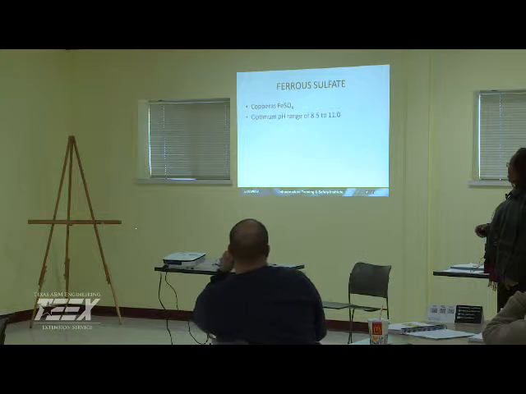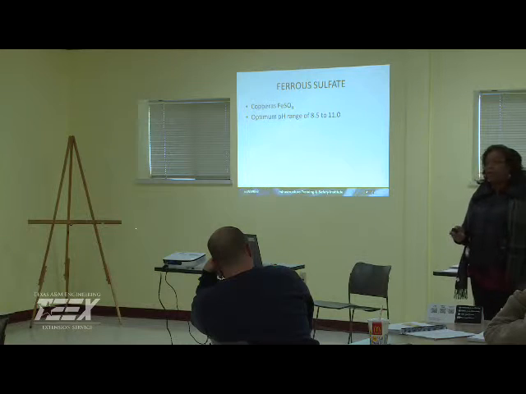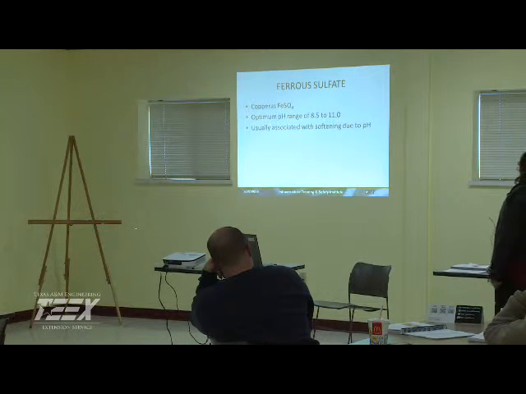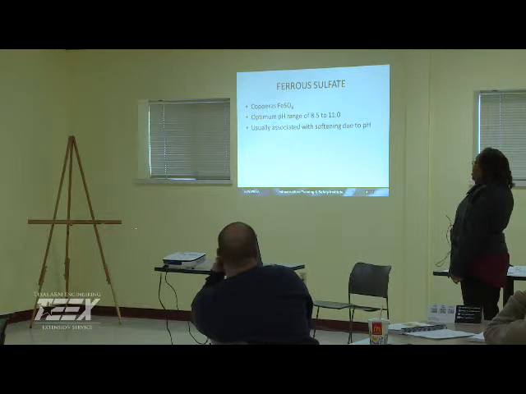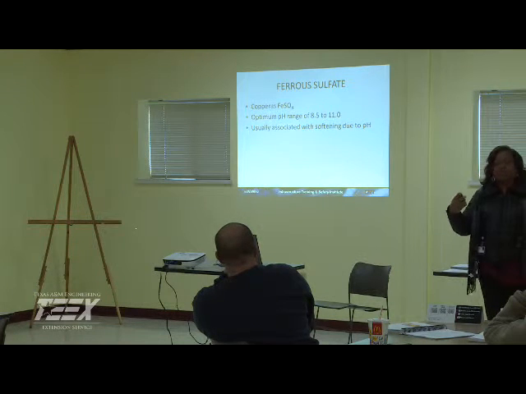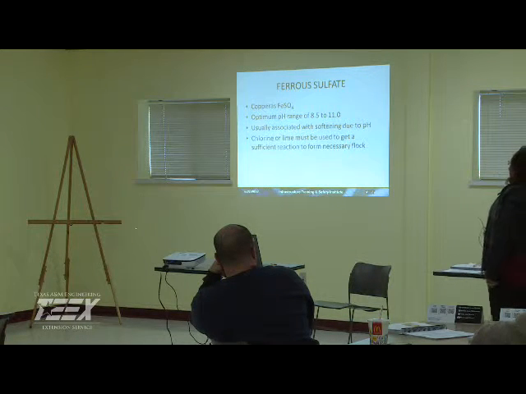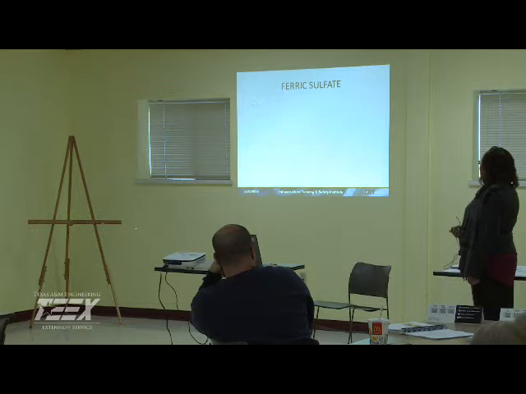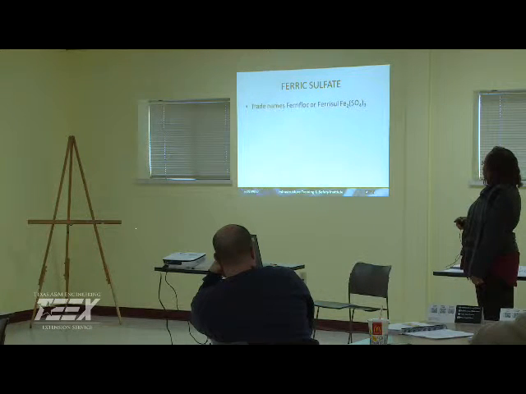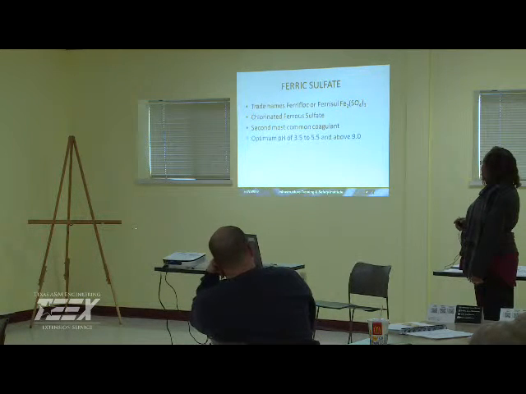With the ferrous sulfates or the copperas, the optimum range just changed and went up. Very, very alkaline, 8.5 to 11. And again, you also can associate this one with softening. Why? Because of the elevated pH. When you usually soften, you do it with lime, which releases the calcium. Chlorine or lime must be used to get a significant reaction to form the floc. With your ferric sulfate, the trade name is ferric floc or ferrisol. Chlorinated ferrous sulfate is also one of the common coagulants that can be used.